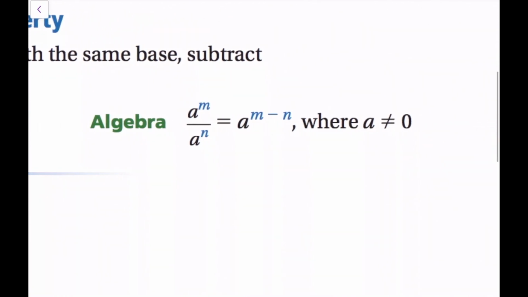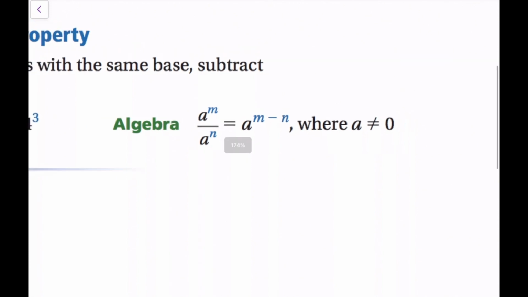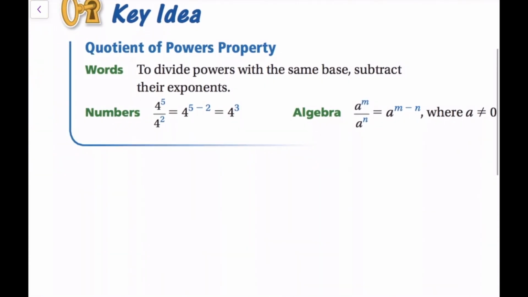Algebraically, we have a to the m power over a to the n power, and we can just subtract those two, top minus bottom, to get a to the m minus n power, and a cannot equal 0 because we are dividing by a, and we can't divide by 0. All right, so now I'm going to show you guys why this works. So I'm going to go back to the number example.